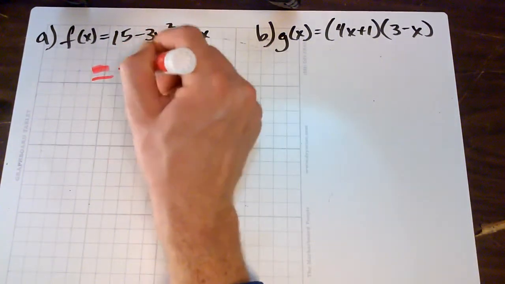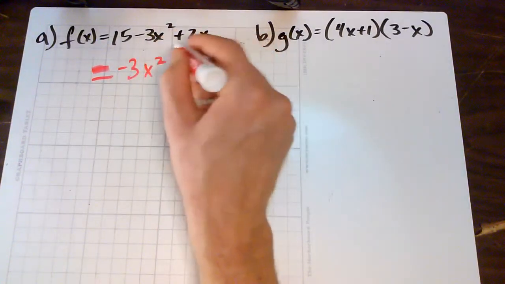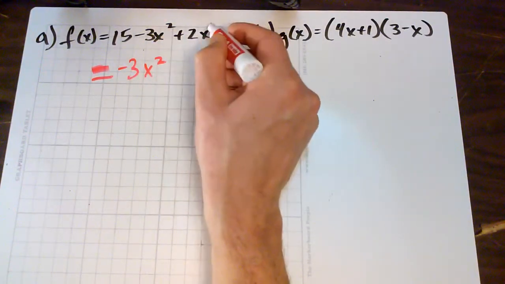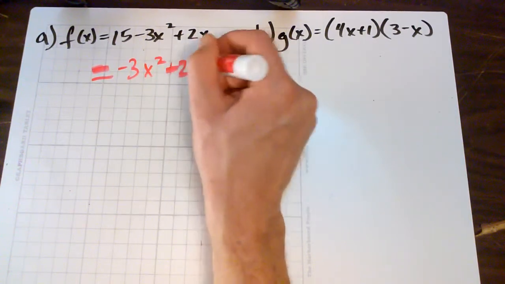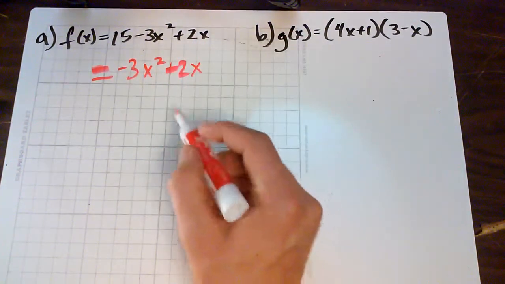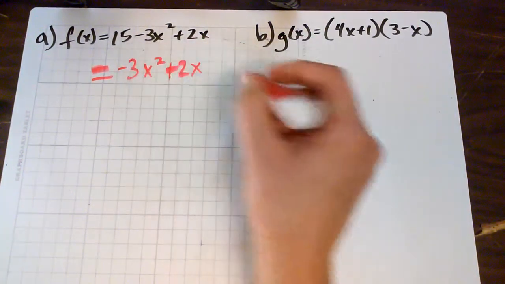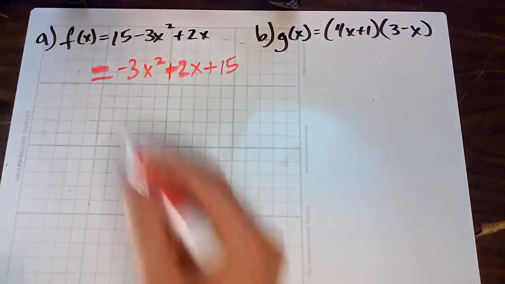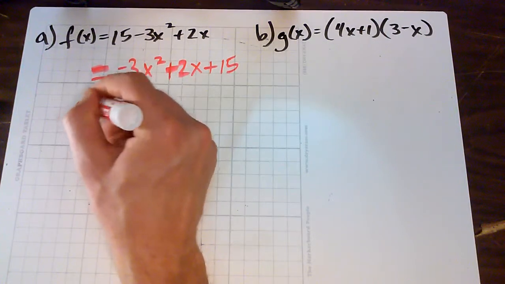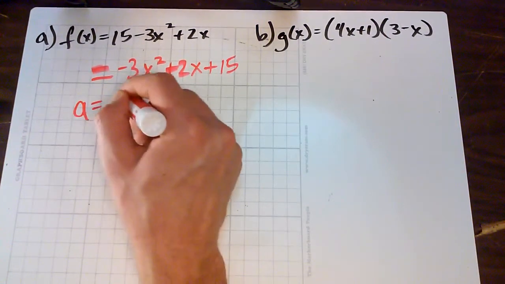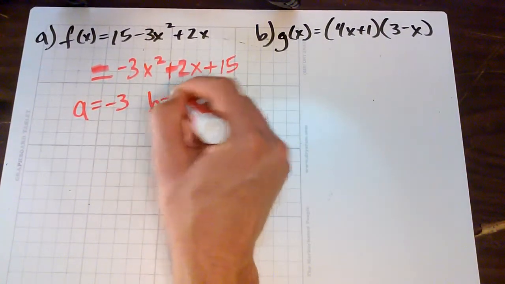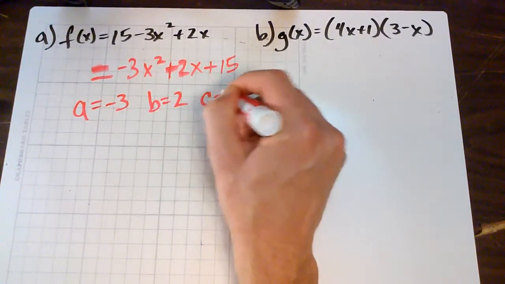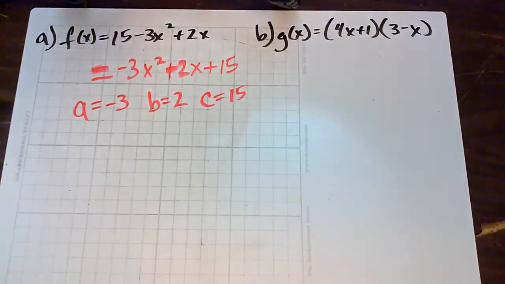All right, so let's go -3x squared. And then the x to the first power, so just the 2x, that's our next term. And then our last one is the constant. It's a positive 15. All right, so in this case, a is with the x squared. That's my coefficient of x squared. So a is -3, b is a positive 2, and c is 15. Awesome. All right, so the next one.